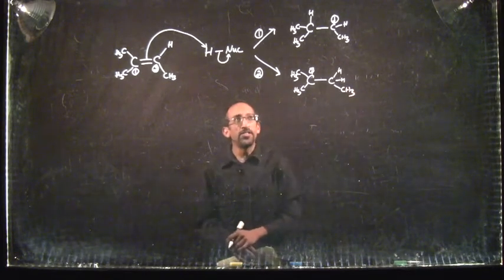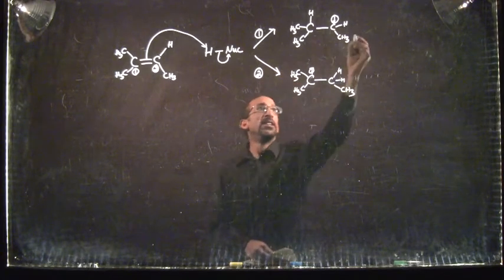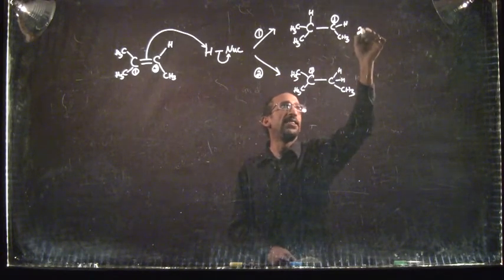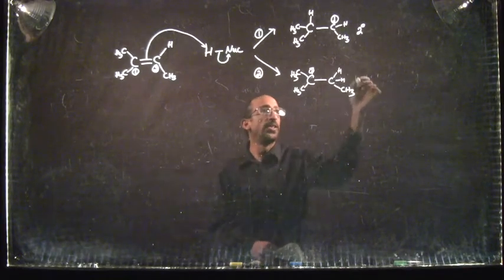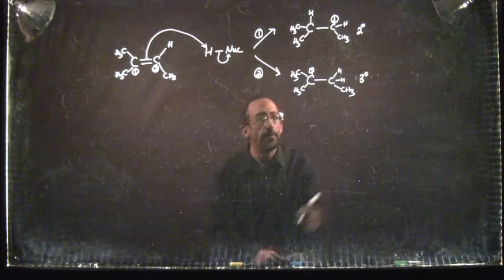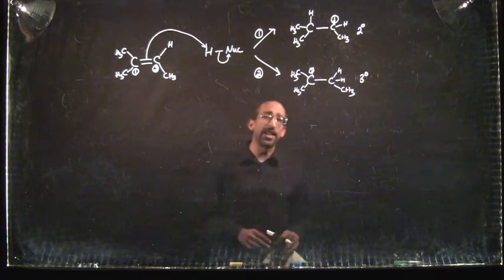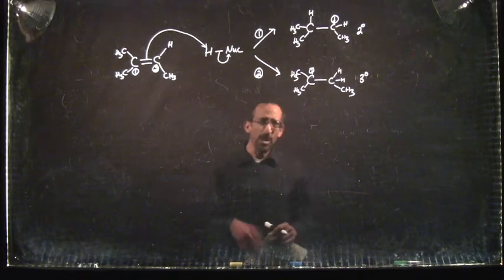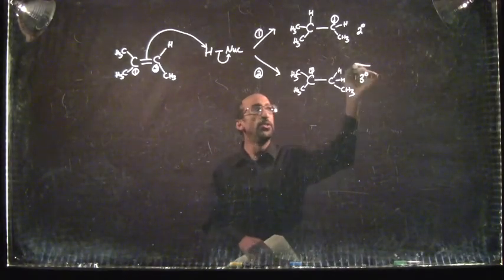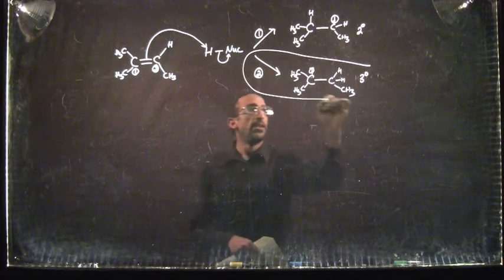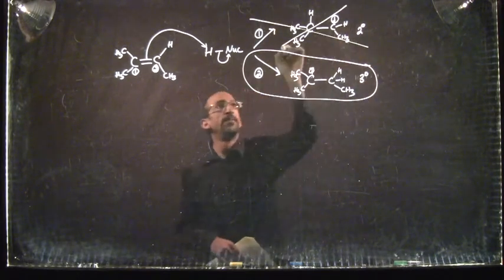Now, if we compare these two carbocations, we see that process 1 leaves us with a secondary carbocation, whereas process 2 leaves us with a tertiary carbocation. The tertiary carbocation, as we know, is more stable than a secondary carbocation. And so based off of that fact, it is process 2 that will occur, and not process 1.